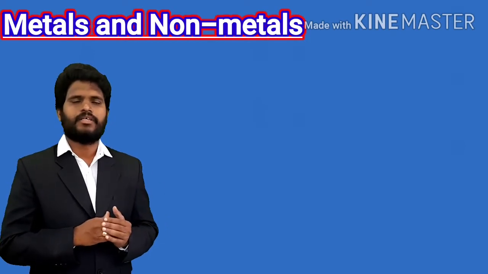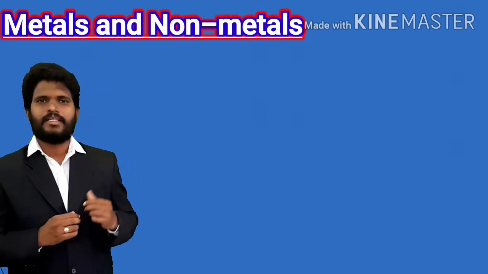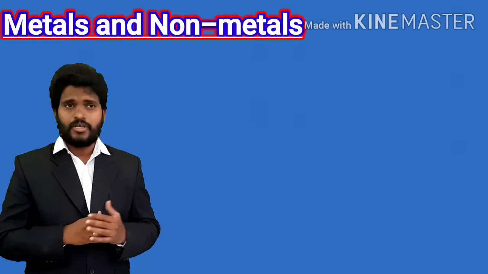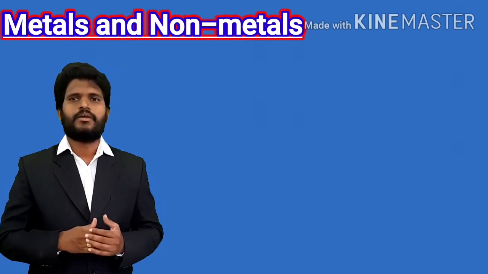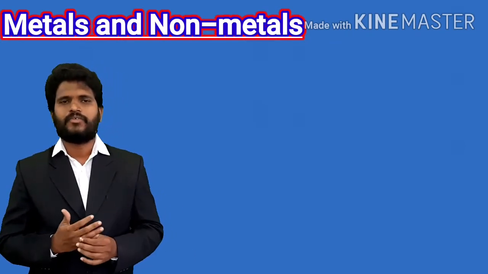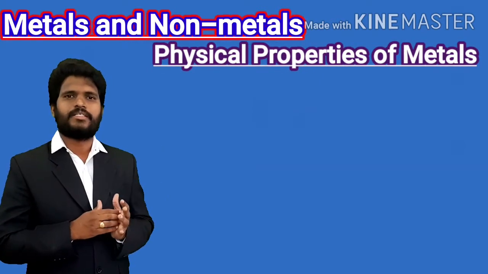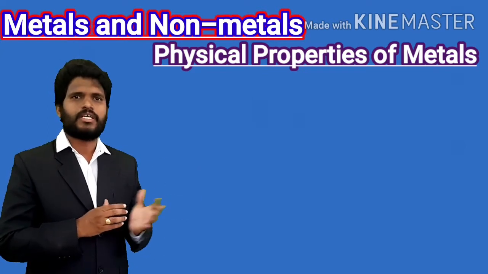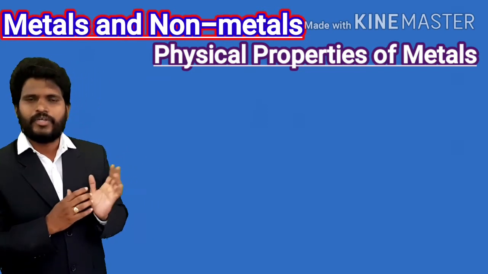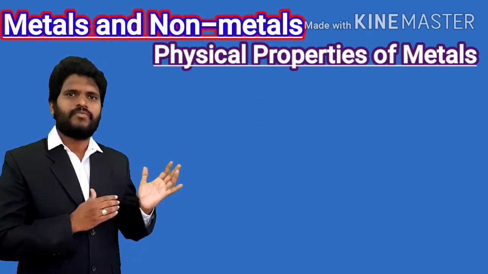These points we discussed in yesterday's class, and along with that we discussed how to distinguish metals from non-metals. We can distinguish with the help of physical properties and chemical properties. I said that there are a total of 10 physical properties to distinguish metals from non-metals. Let us see what the 10 physical properties are.